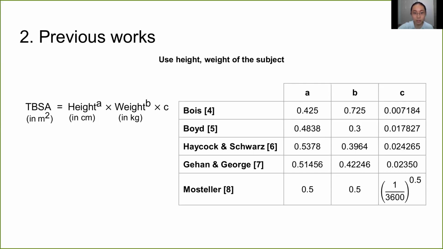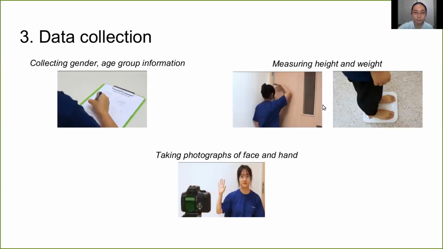Therefore, our research aims to combine the visual features extracted from the face and hand with height and weight features to provide a better estimation of the TBSA. Since there is no available data that contains both body scans and visual features like face and hand photos, we started with collecting a new dataset that includes TBSA values along with other metadata of a human subject.